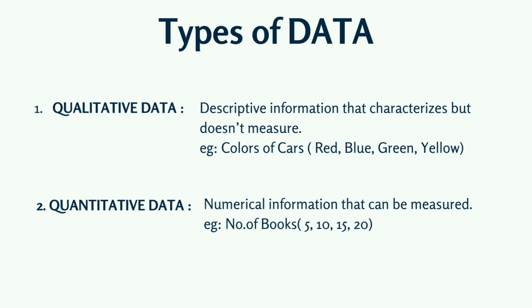Then we have quantitative data, which is numerical information that can be measured. An example would be the number of books on a shelf 5, 10, 15, 20. Or how about measuring your height in centimeters? That is also quantitative data.